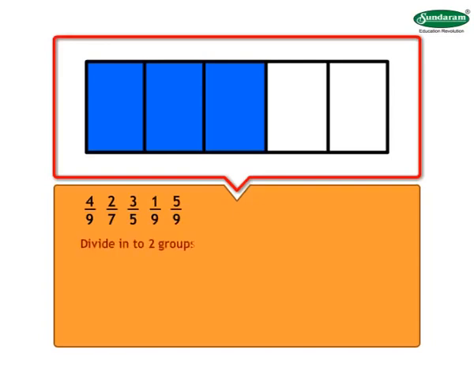Let us divide these fractions into 2 groups. We can see that 4 upon 9, 5 upon 9, 1 upon 9 all have the same denominators. So put these in group 1.